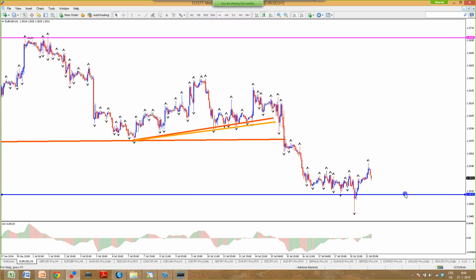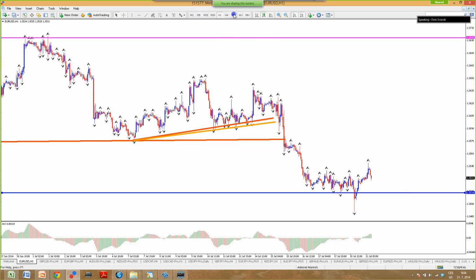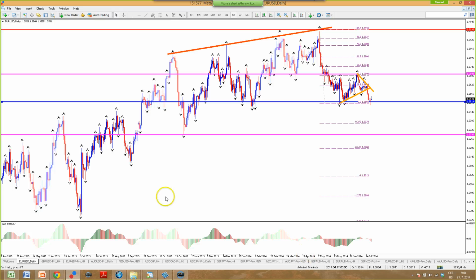Now, the reason for that is based off the daily chart. Let's take a look at the daily chart first of all. The euro dollar in general still remains basically in a very grayish territory, not very clear whether it's bullish or bearish, and it has everything to do with the fact that it broke out of this support line, this orange support line.